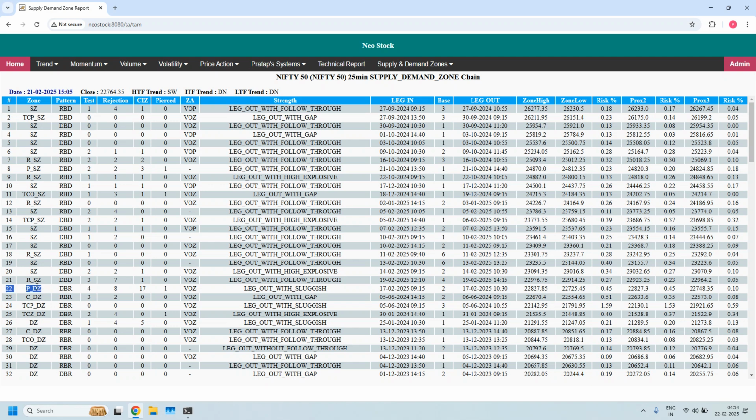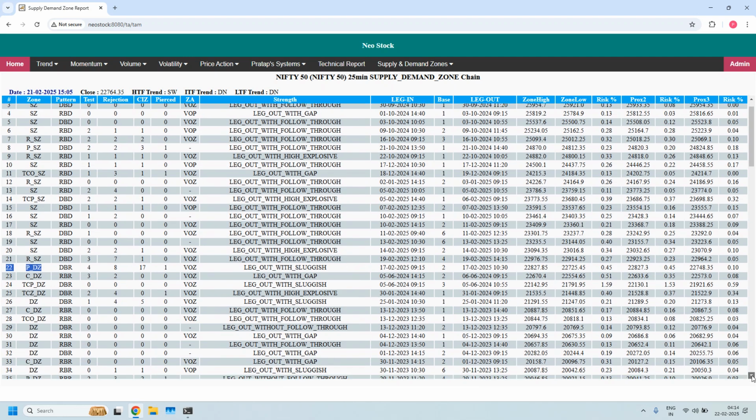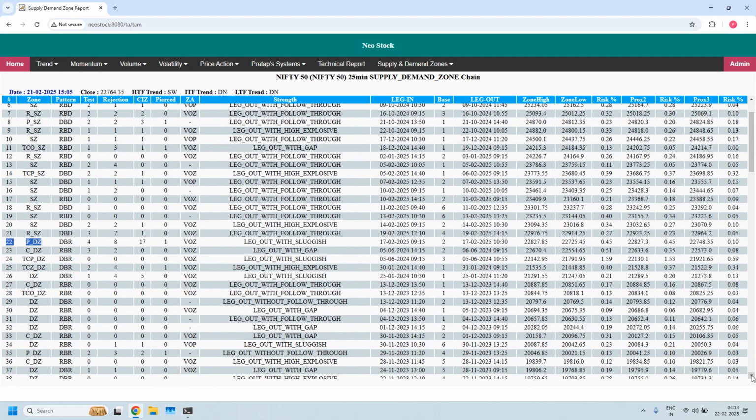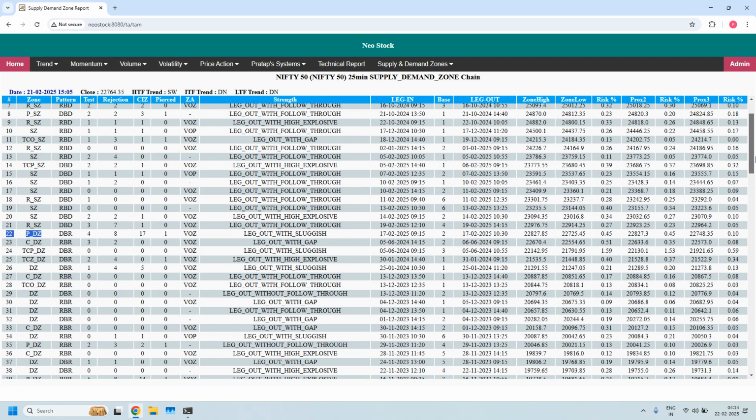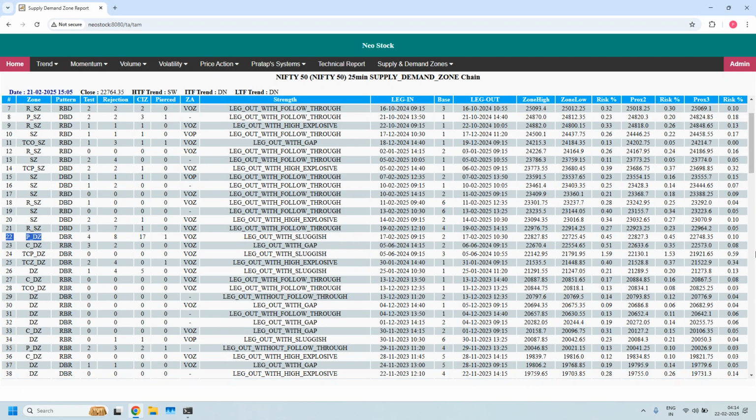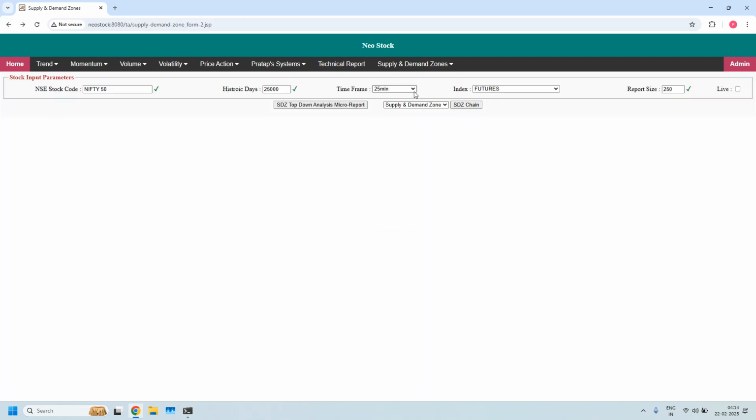22 is the nearest demand zone to the current closing price, but this is a pierced zone. Anyway, I'll put it in the center so that you can get equal number of demand and supply zones. Okay, next, 15 minutes supply demand zone chain for NIFTY.